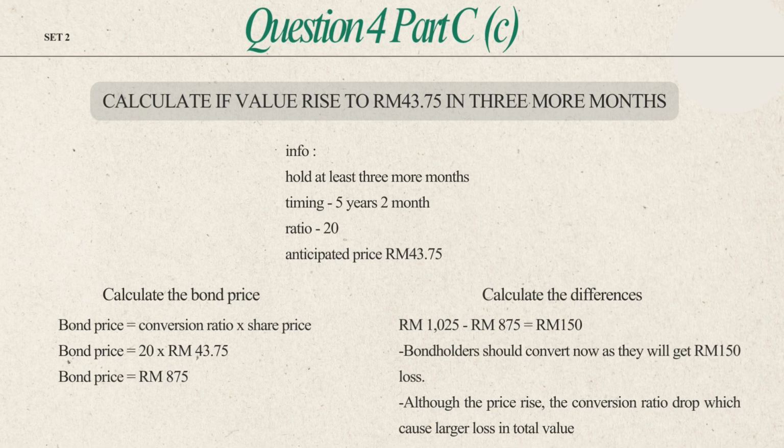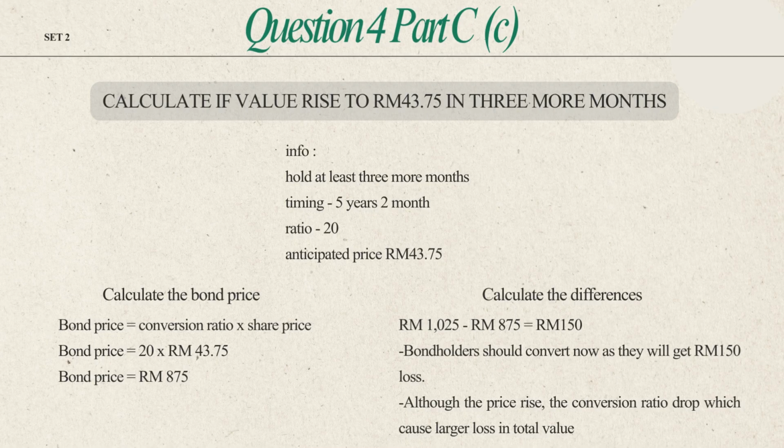Question for part C, question C. We calculate if the value rises to 42 ringgit 75 cent in 3 months. So the timing will be 5 years 2 months. The ratio that we will use is 20 because it is more than 5 years, and the anticipated price is 42 ringgit and 75 cent. So we calculate the bond price, where the conversion value is 20 times the anticipated price of 42 ringgit and 75 cent. The bond price will be 875.